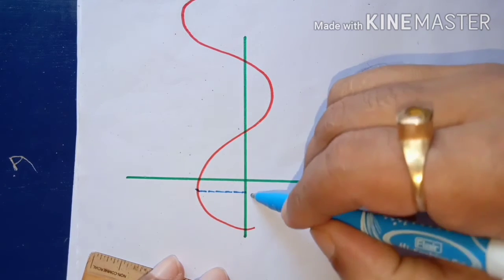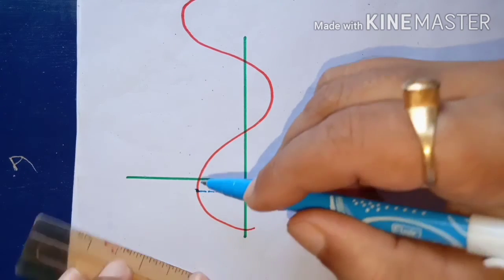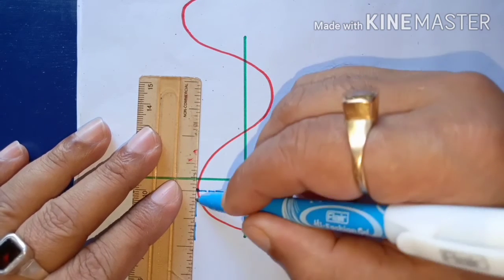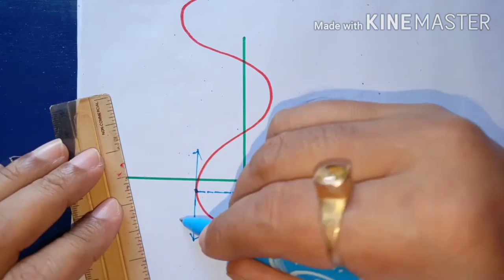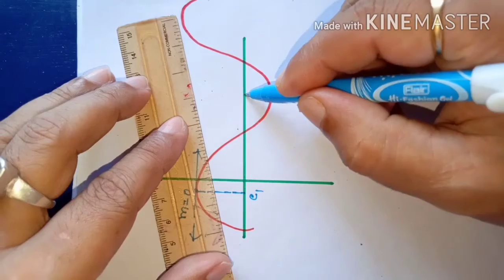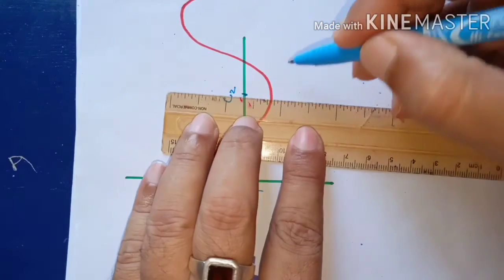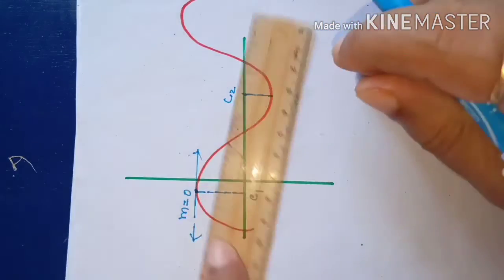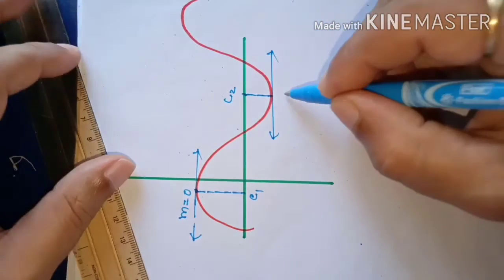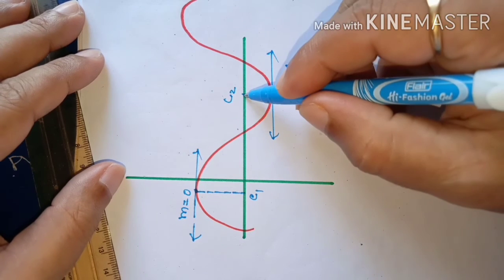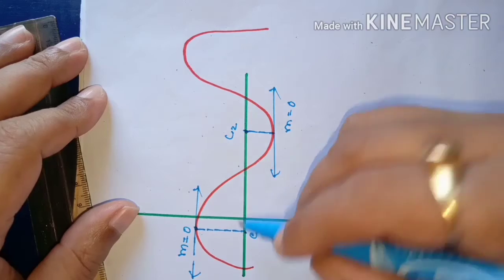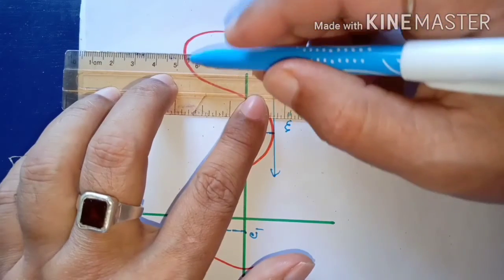See, so this is a point, say C1. At this point the slope of the tangent, the slope of the graph, will be equal to 0. Here the slope will become 0, the gradient will become 0. Here also there is a point, say C2. At this point, if we draw the slope to the function, then we'll get that slope also is equal to 0, m is equal to 0 here. So this is a turning point, or you can say a critical point. Another turning point you can see here.